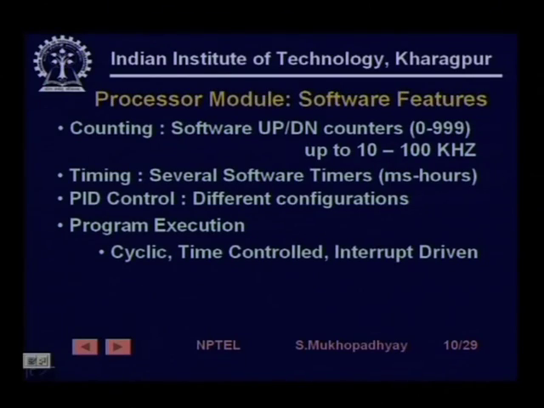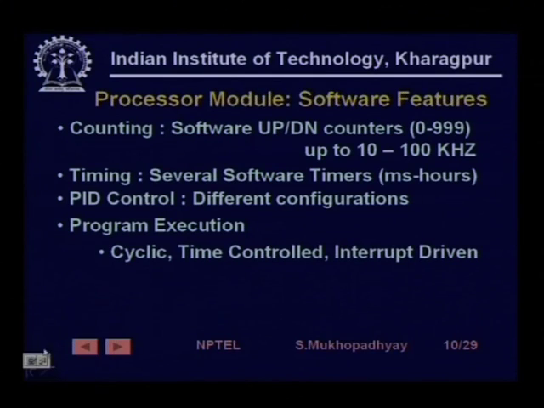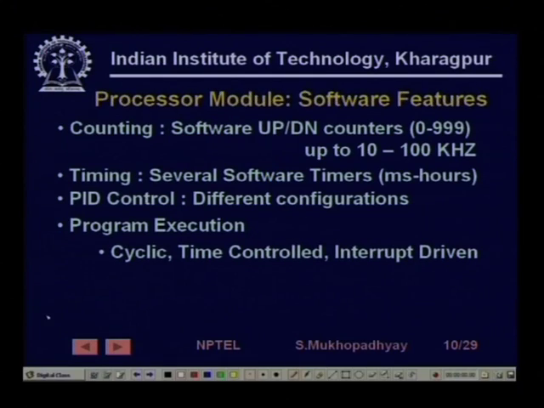The program execution in these systems is very interesting. There are generally 3-4 different types of program execution modes specified. For example, a mode could be cyclic. By cyclic we mean that you have a number of computational tasks, just like RLL program execution. So, begin here, come to the end, start all over again. So, this just goes on.